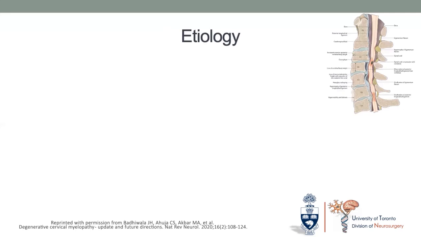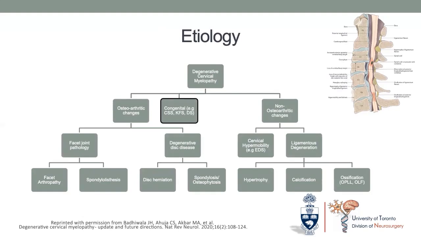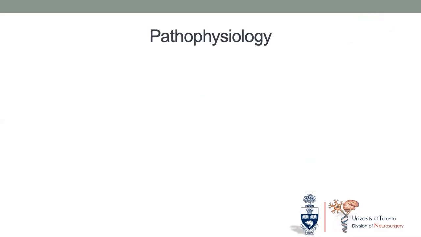The etiology of DCM can be subdivided into three main categories: osteoarthritic changes in the spinal column, including degenerative disc disease and facet pathology; and non-osteoarthritic changes, the major component of which would be ligament degeneration, leading to hypertrophy and calcification, as well as ligament abnormalities, something seen in Ehlers-Danlos syndrome. The other major category would be congenital forms predisposing patients to developing degenerative changes, and this would include Klippel-Feil syndrome and Down syndrome. But there's also another way to divide these factors, into static versus dynamic factors.